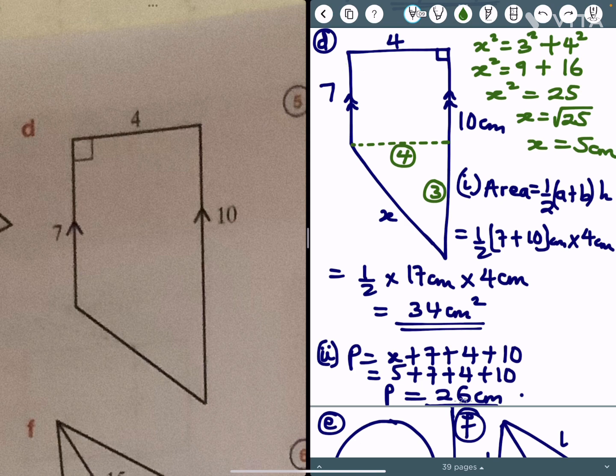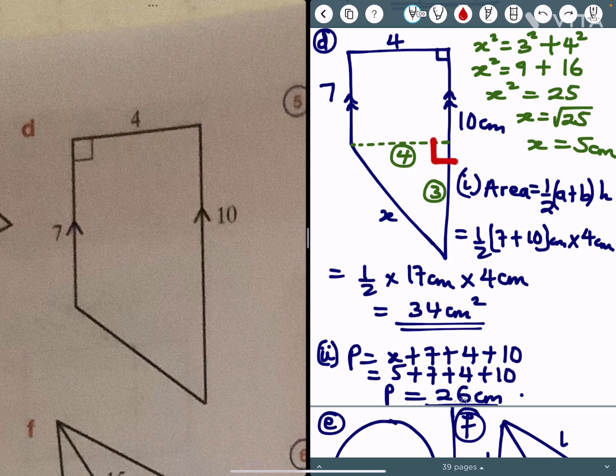This part too, let me indicate it with red. This part in red will also be 7. If you take 7 from 10, the remainder here will be what? 3. So that means you have 3 for this side, 4 for this side, and you can easily get the size of x. Since this is a right angle triangle and this will be the hypotenuse of the triangle.